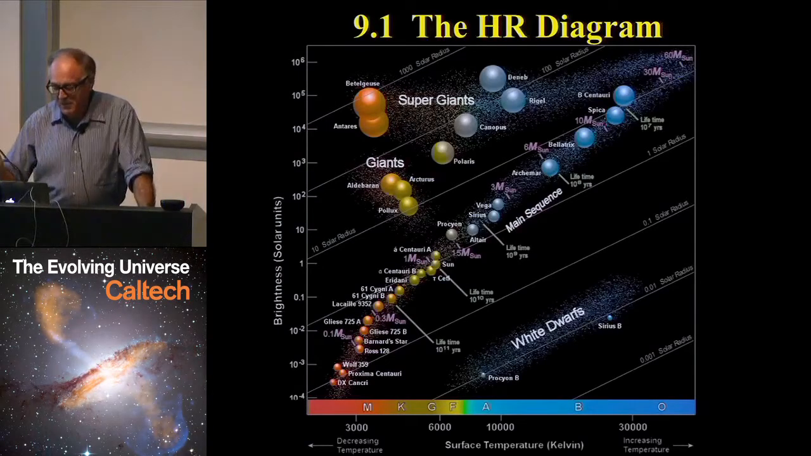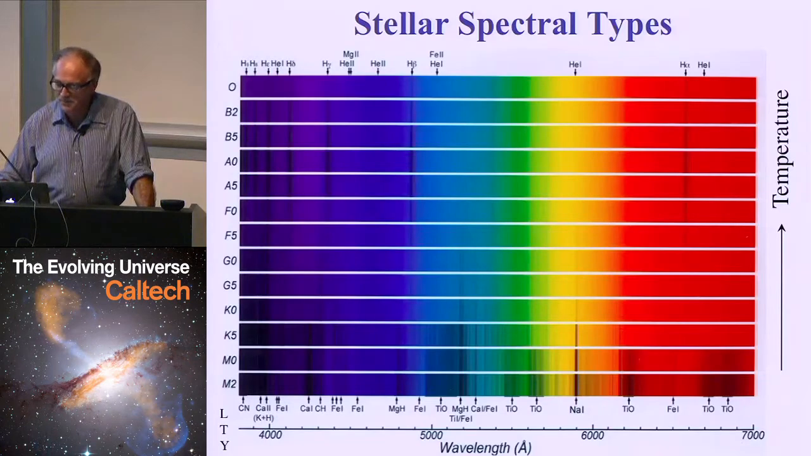And the first concept to cover here is the so-called HR diagram, which stands for Hertzsprung-Russell diagram. This is why everybody calls it HR. And it is the main arena in which we study stellar evolution and stellar models.